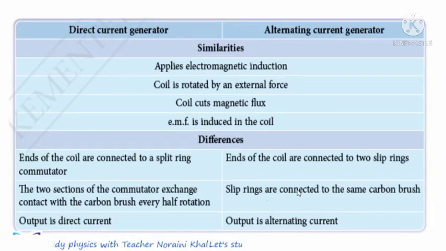The slip rings are connected to the same carbon brush for the AC generator. The slip rings are always in connection with the carbon brush. For the DC generator, the output is direct current. For the alternating current generator, the output is alternating current.